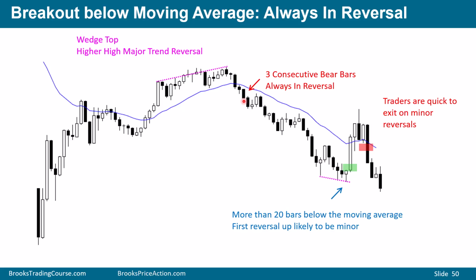Remember what I said, when there's clarity and the market's breaking below the moving average and it's always in short, usually the market has to go sideways for at least a few bars before you get the second leg down. And that's what happened on this chart. Down here, we had more than 20 bars below the moving average, and we're in a bear trend. You can call it a wedge bottom, 1, 2, 3. But even though it is a wedge bottom, it's a minor reversal.